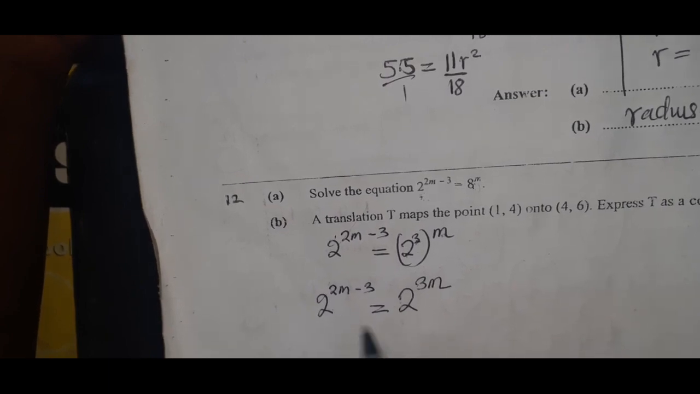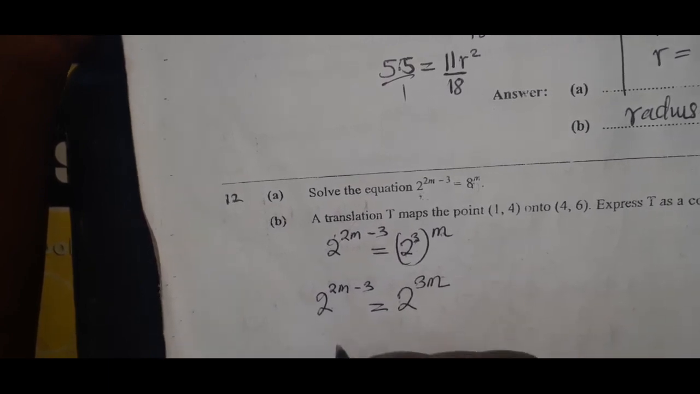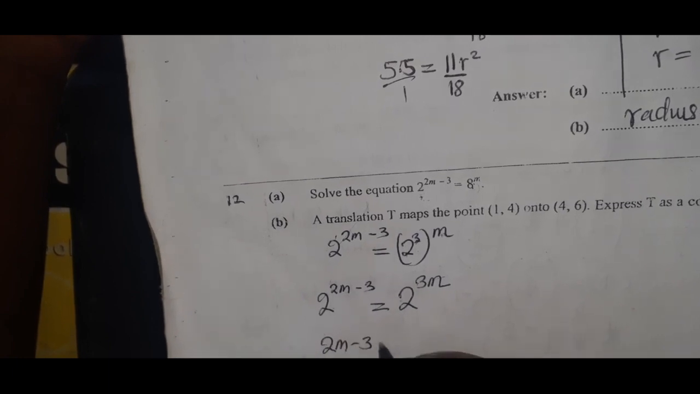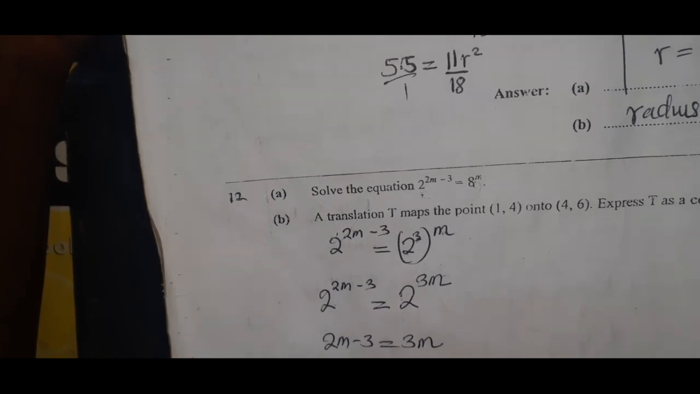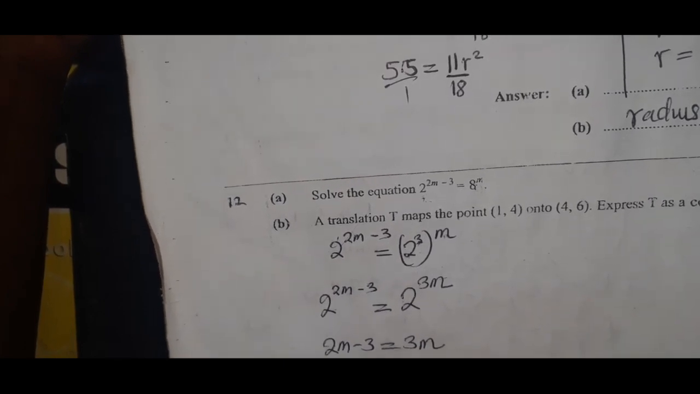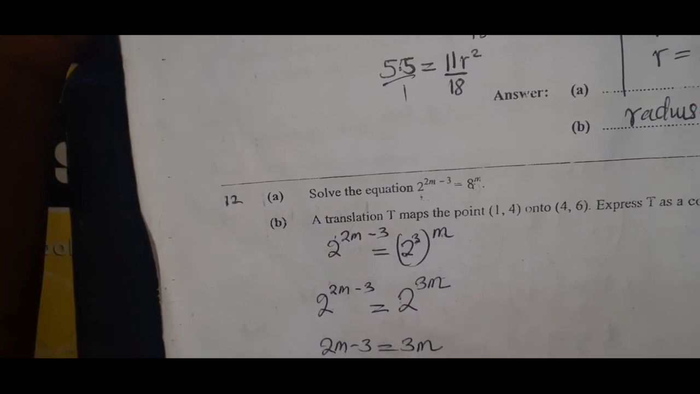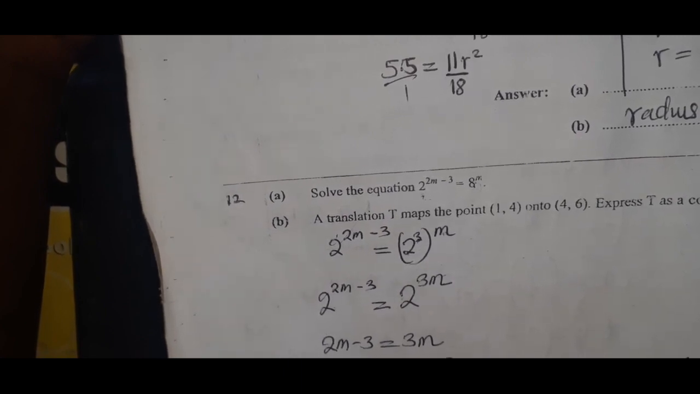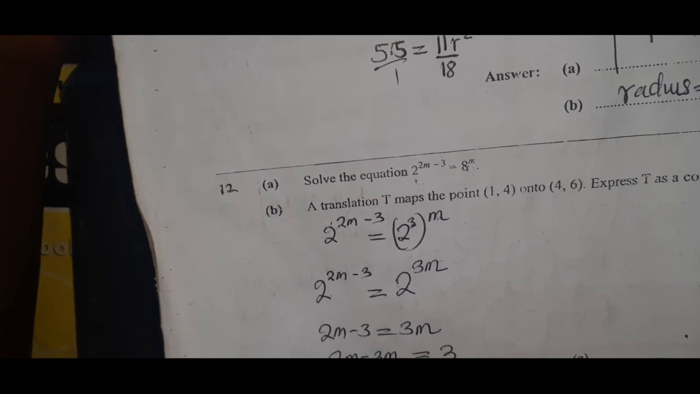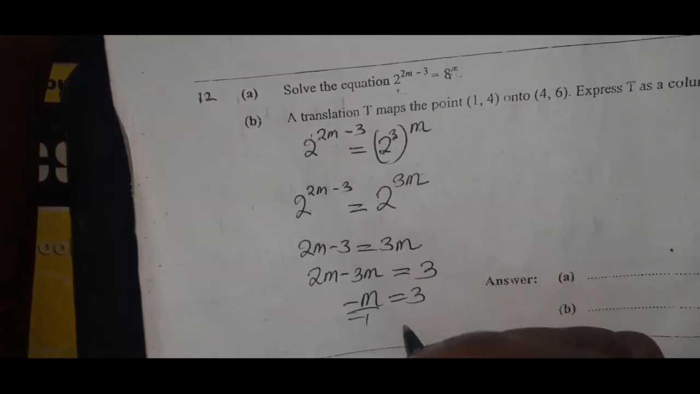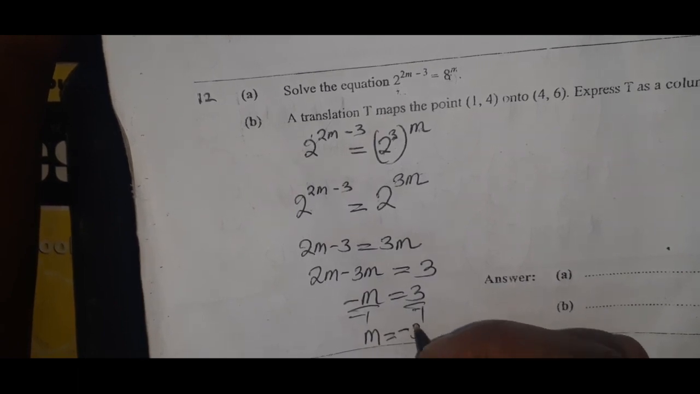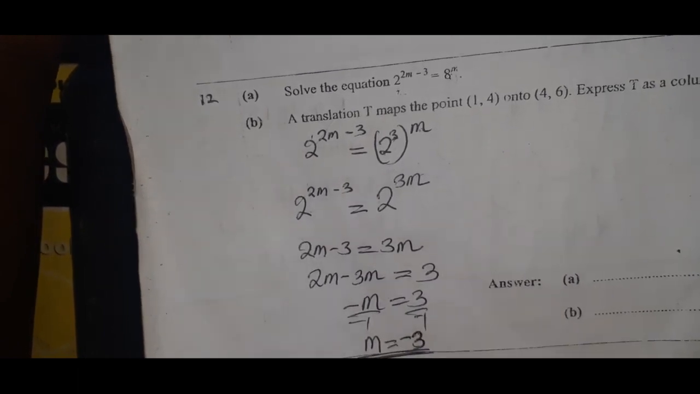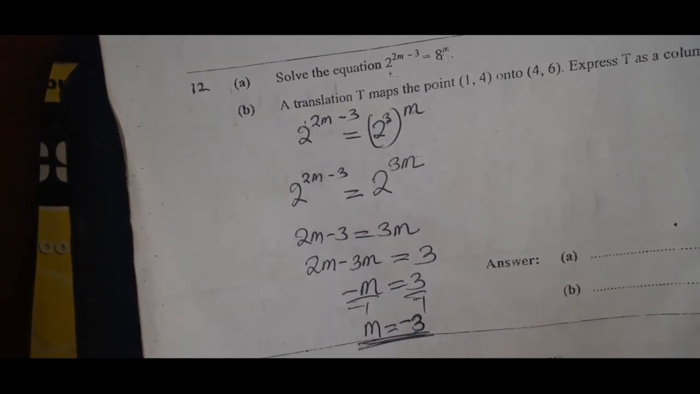So once the bases are the same, then we equate the indices. So we have 2m minus 3 is equals to 3m. We put the like terms together, you have 2m minus 3m is equals to 3. This is going to give us minus m is equals to 3. Negative 1, m is equals to negative 3. M is equals to negative 3. So this is what we are getting as final answer here.